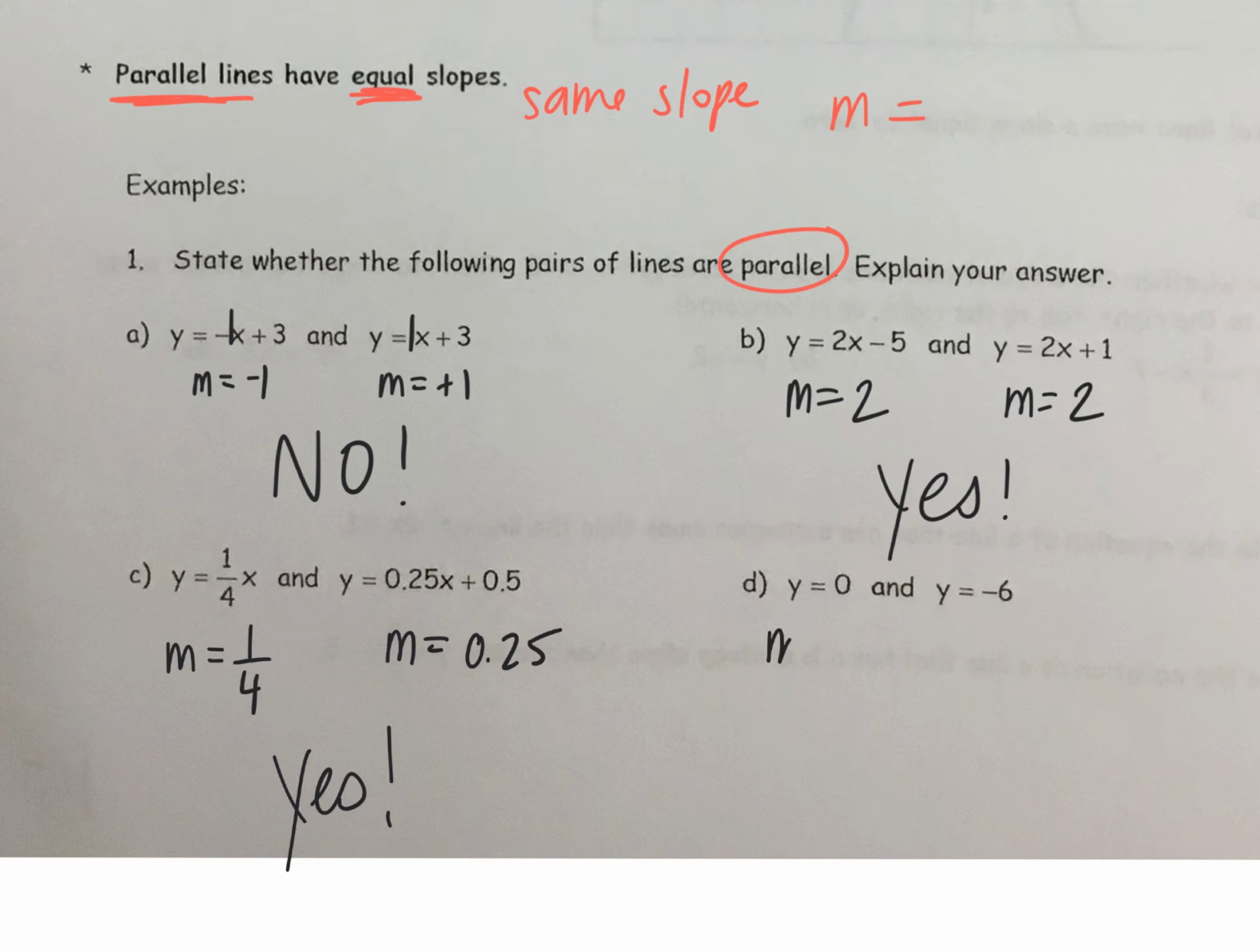The last one. What is the slope if the equation is y equals 0? The slope is 0. What about this one? The slope is 0 because there's no x. So are these parallel? Yes.